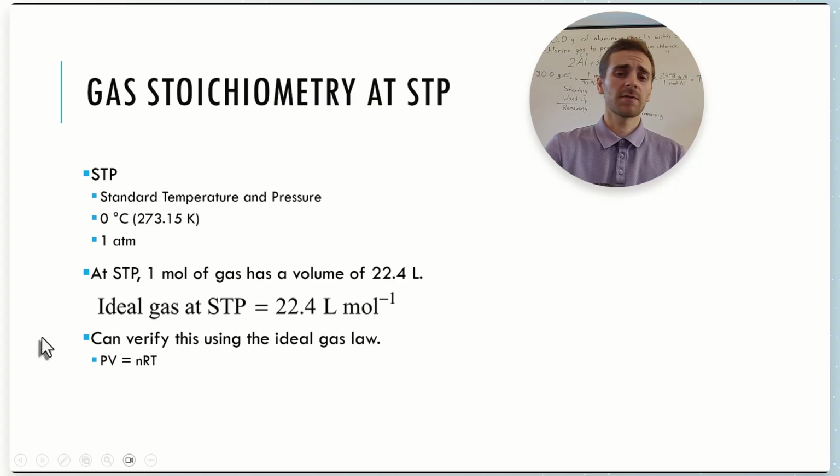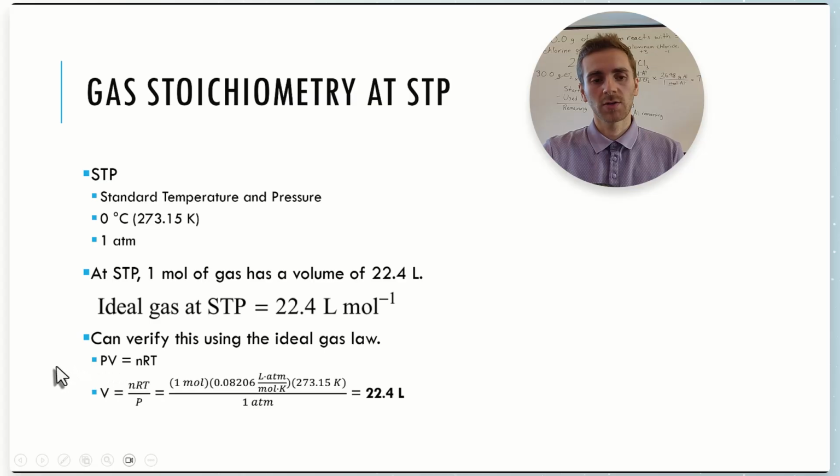And we can verify that this relationship is true by simply using the ideal gas law. So if we rearrange for volume and then plug in 1 mole, plug in the constant for R, and then plug in our standard temperature and pressure, temperature needs to be in Kelvin when we're using the ideal gas law, you get 22.4 liters. So that checks out. That's where that number comes from.